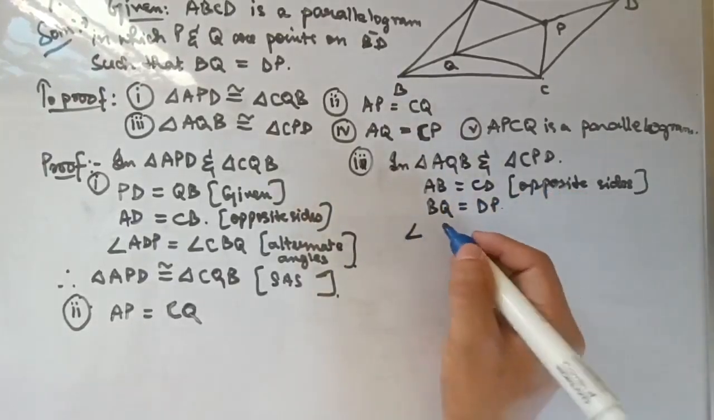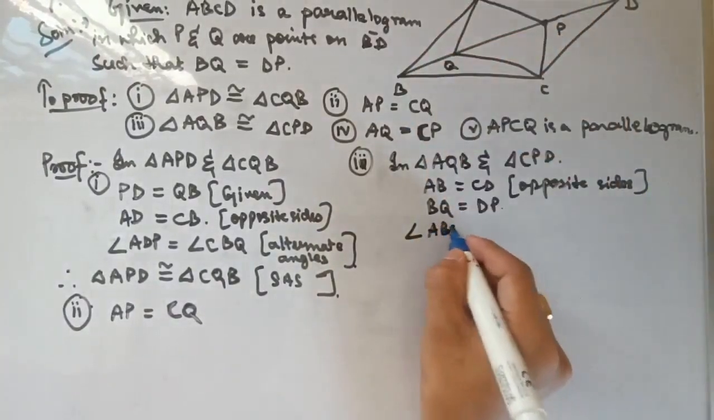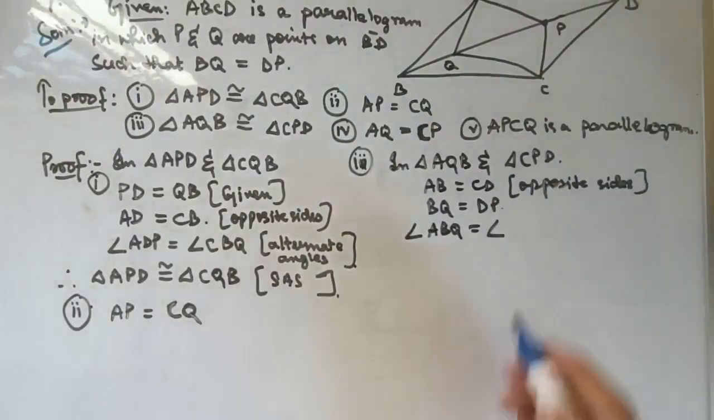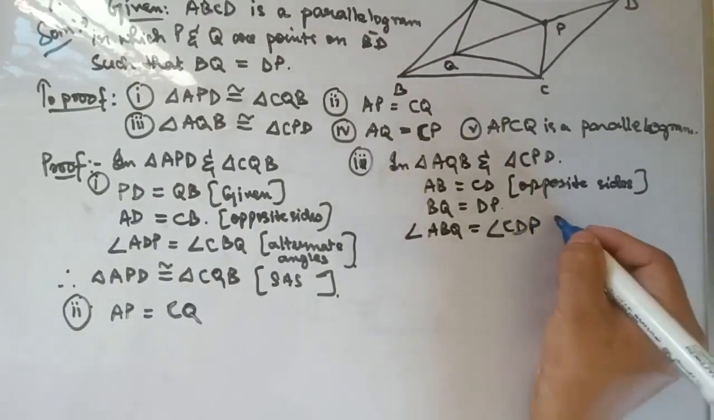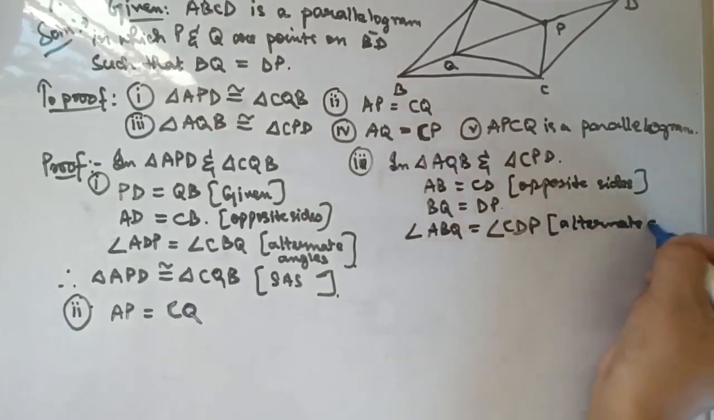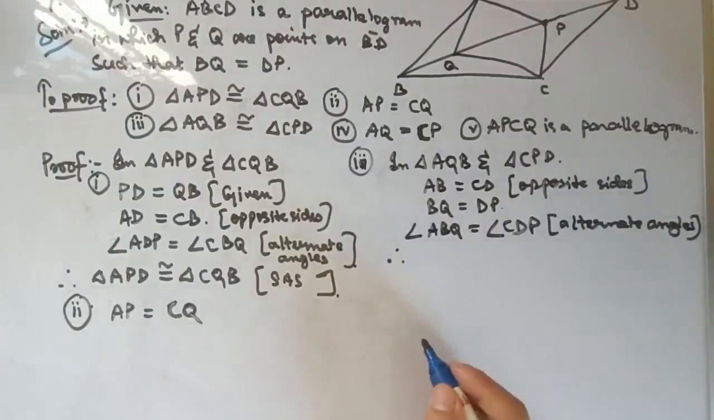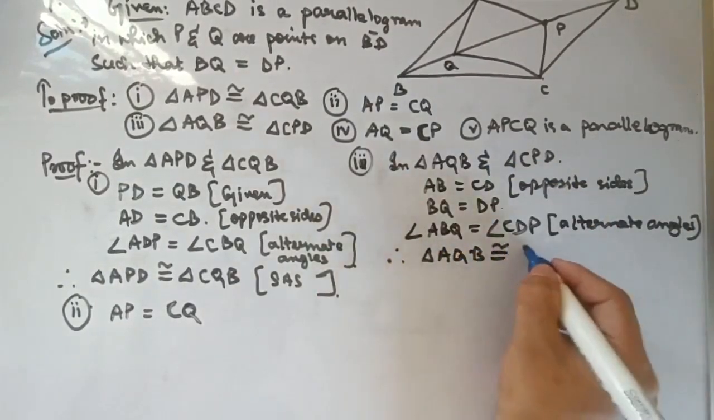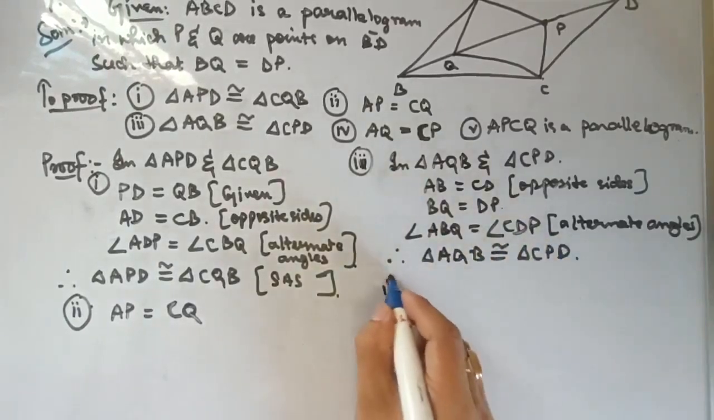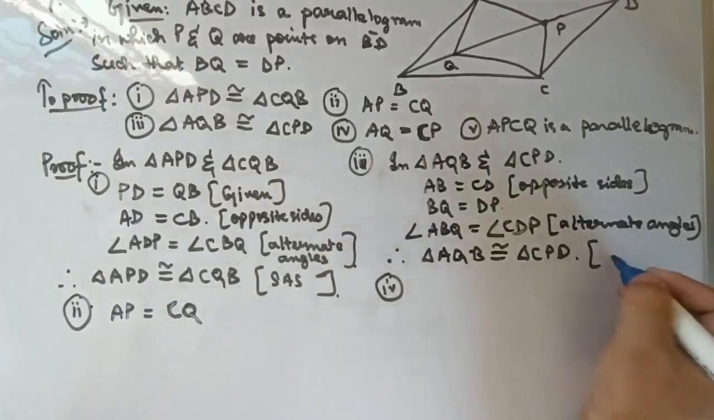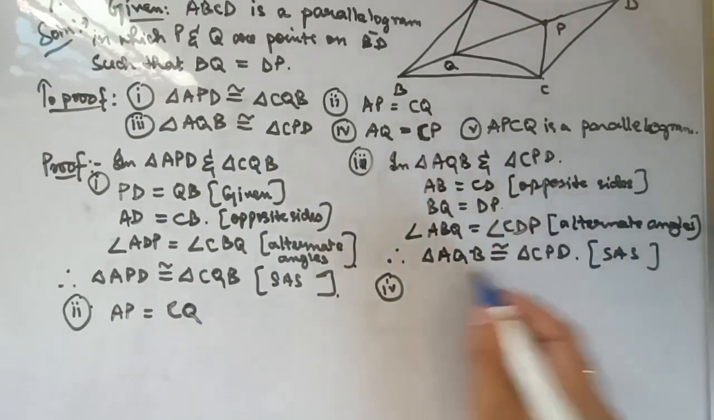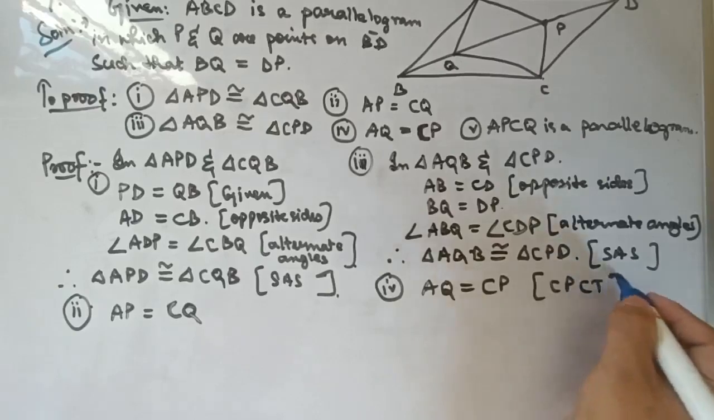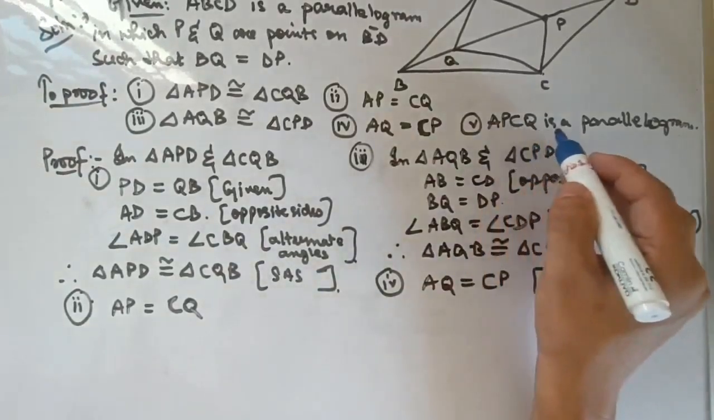And the measure of angle ABQ is equal to the measure of angle CDP. These are alternate angles. Now by the SAS congruence rule, these two triangles are congruent to each other. That is, triangle AQB is congruent to triangle CPD. And also from this, we can say that side AQ is equal to side CP. This is the corresponding part of congruent triangles. So the last part is that APCQ is a parallelogram.